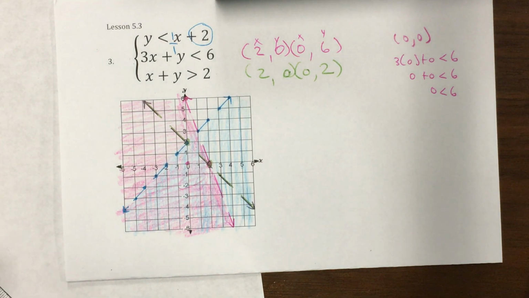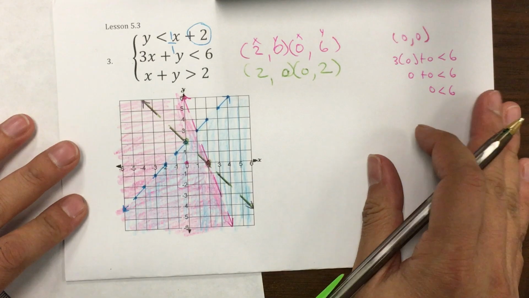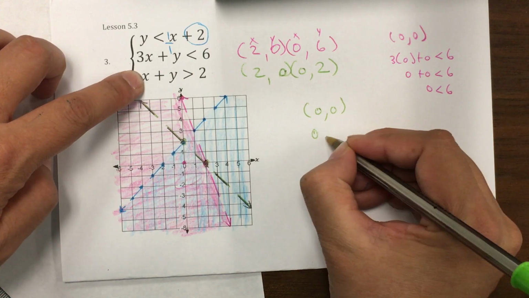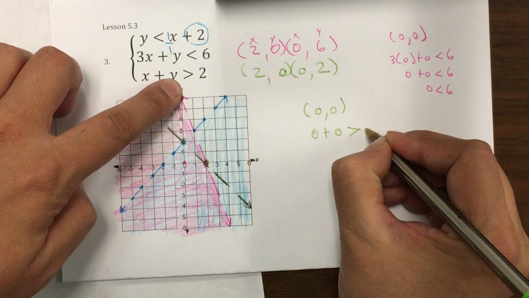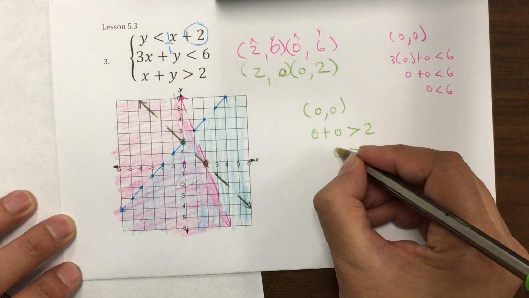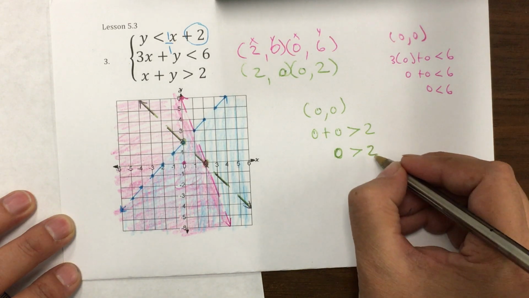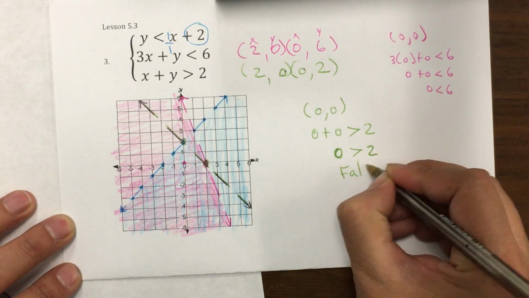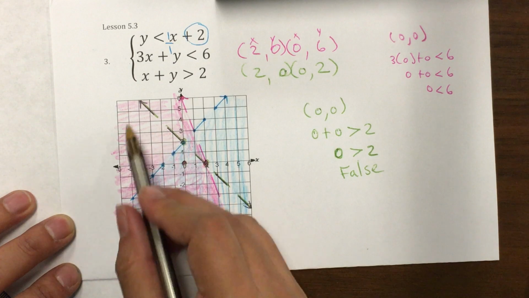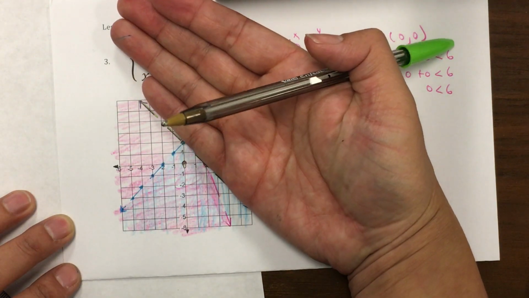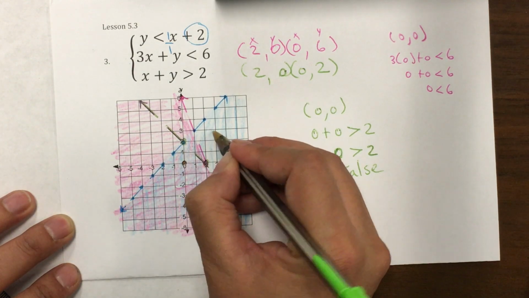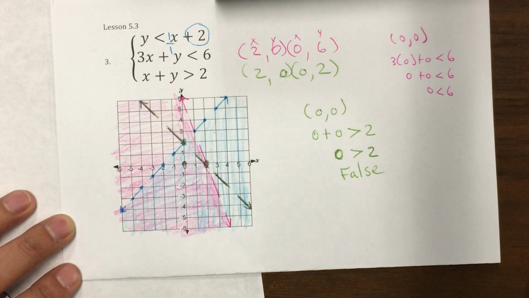Okay, and so I'm gonna use my testing point again. I love 0, 0 because you don't do much work. And replace x is 0 plus y is 0 is greater than 2. 0 plus 0? 0 is greater than 2. 0 is not greater than 2. This is false. That means that this point, the 0, 0, it's a false solution, and therefore any of the points on this side of the green line are false solutions. So the true solutions are on the other side. So that's where I'm going to be doing my shading.